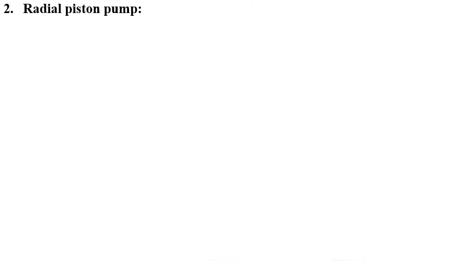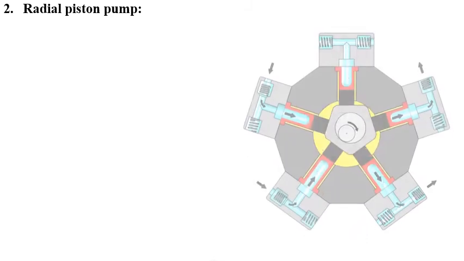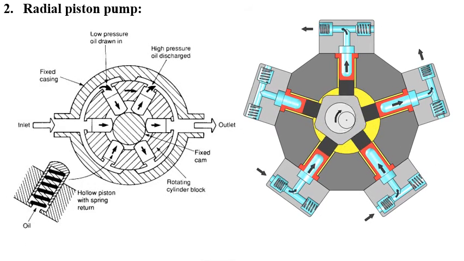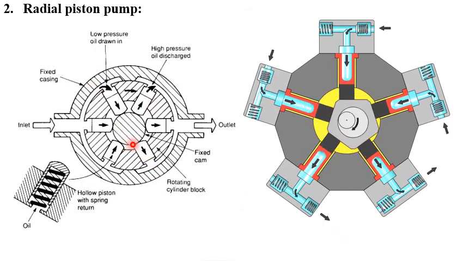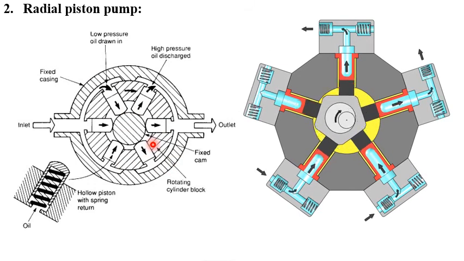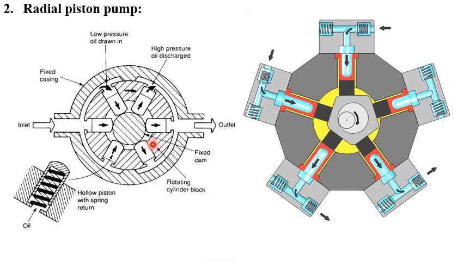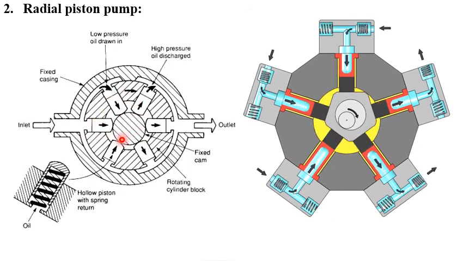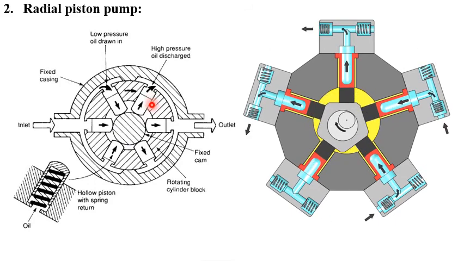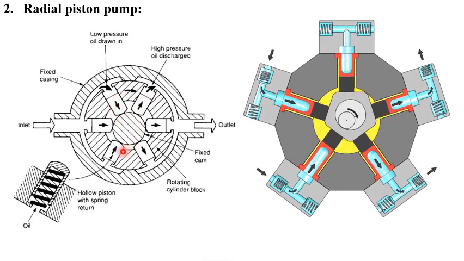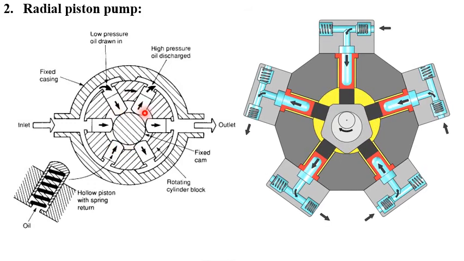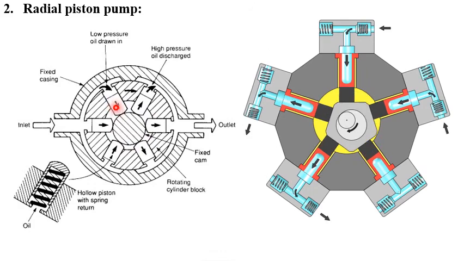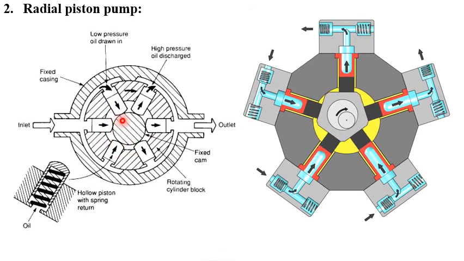Radial piston pump. We'll see the construction of the radial pump and the working animation of the radial pump. First, let us go for construction. See, a radial pump has a number of pistons arranged radially in a cylinder block. Look at this. All the pistons are arranged in a radial manner. Hence, it is called a radial piston pump.